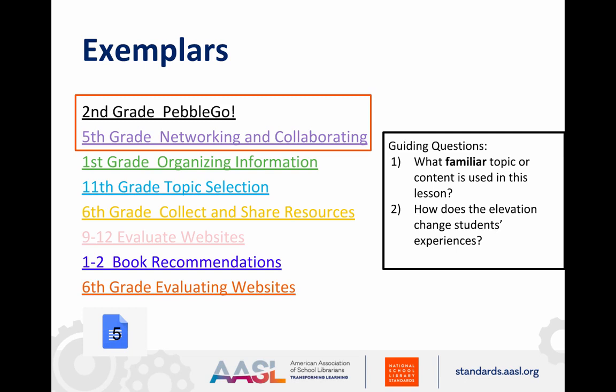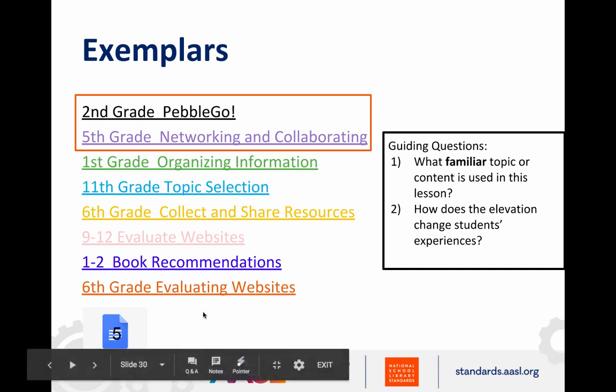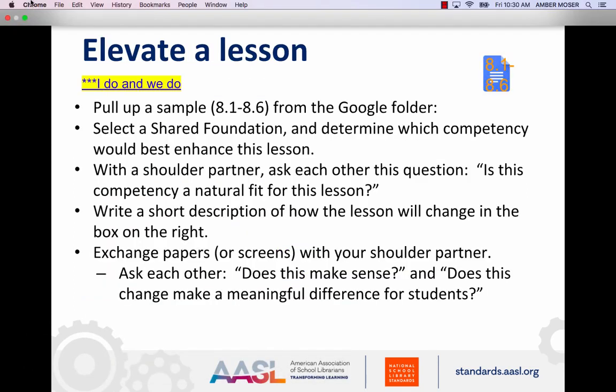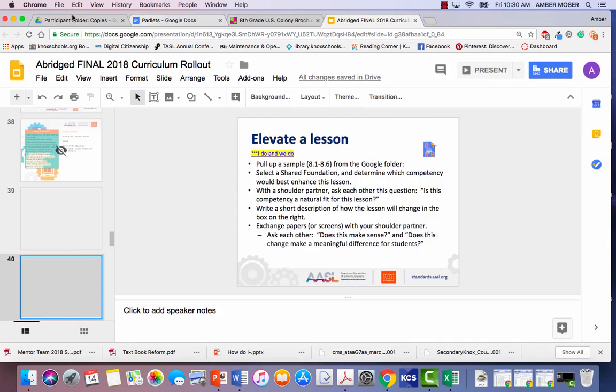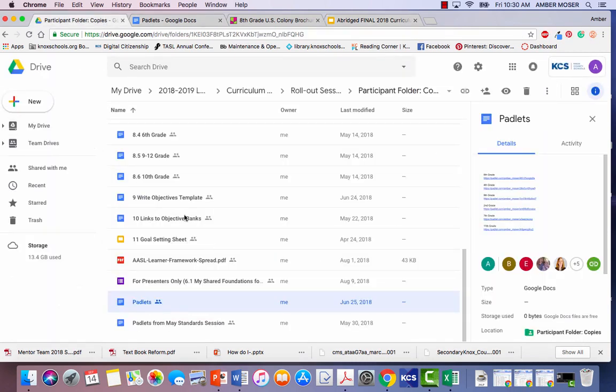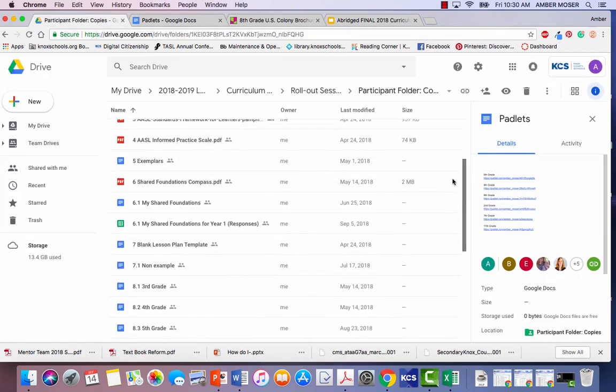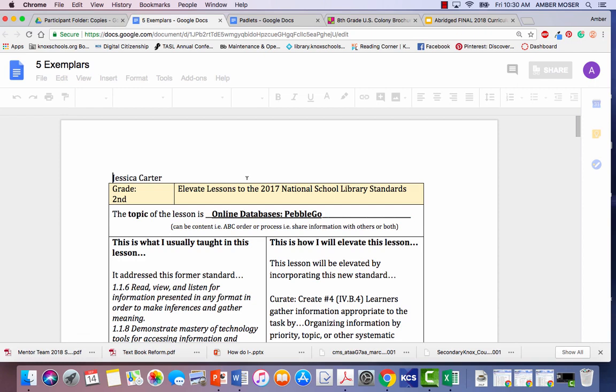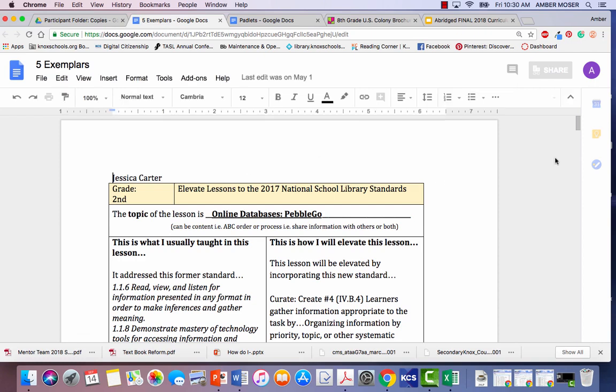We'll be looking at different ones throughout this training session, but we're going to start with the 2nd grade lesson that in the past had been a lesson about Pebble Go. So I'm going to give you a second to navigate over there, and I'm going to get there myself. So here we are in the exemplars. All of the exemplars are in this one file. They're positioned just one after the other. So we're going to start here at the top.